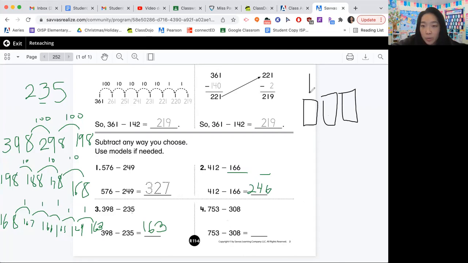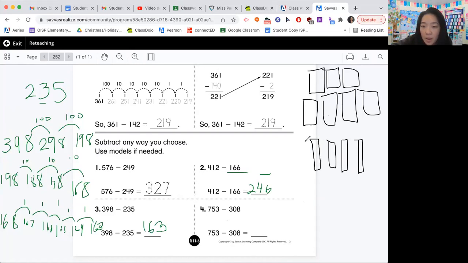So 700 would be 700 blocks. 50 would be 5 tens. And then 3 would be 3 ones. Okay. Now what we're going to do is we're going to subtract by 308. We're going to first off start with the 8 ones. Now we don't have enough ones. So we need to go next door and get 10 more.